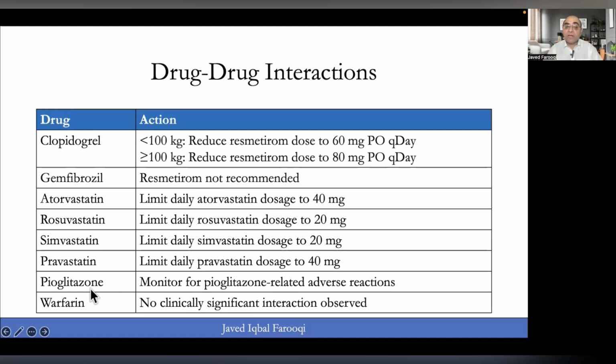Those who are using pioglitazone, you should monitor for pioglitazone-related adverse reactions in this group when those patients are using resmetirom. And the patients who are on warfarin, there is no clinically significant interaction observed. So these are the commonly used drugs these patients may need, whom you start on resmetirom, and this is the dosage recommendation for these patients.